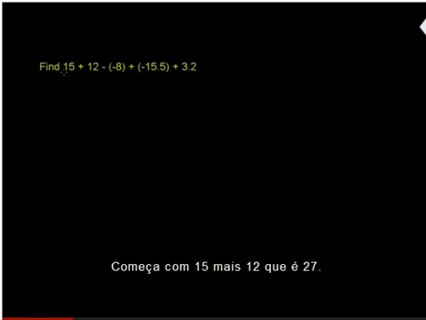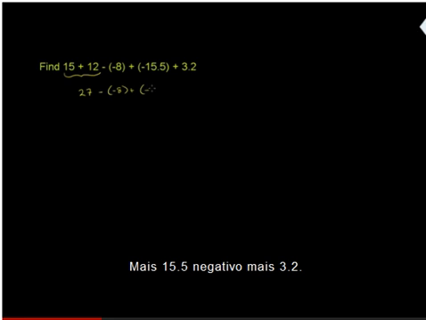So let's just start off with 15 plus 12. That's pretty straightforward. That is 27. So this boils down to 27 minus negative 8 plus negative 15.5 plus 3.2. Now let's just do the 27 minus negative 8.